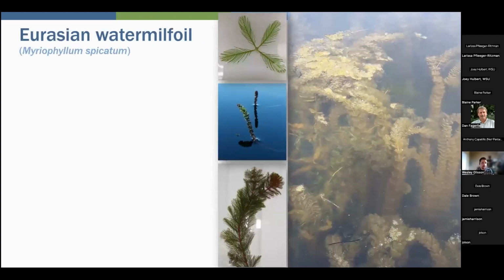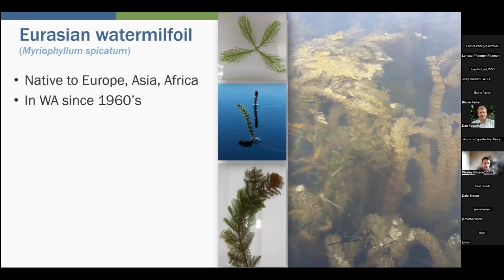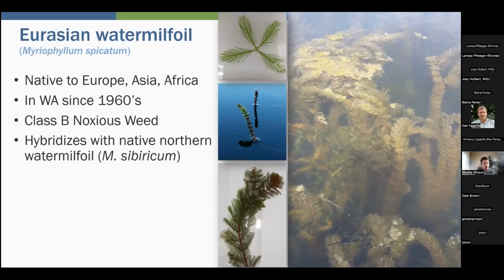So we'll start off with one that folks are likely familiar with. This is Eurasian water milfoil, or Myriophyllum spicatum. This plant's native to Europe, Asia, and Africa, but it's been in Washington since at least the 1960s, so quite a while. Currently, it's listed as a Class B noxious weed.